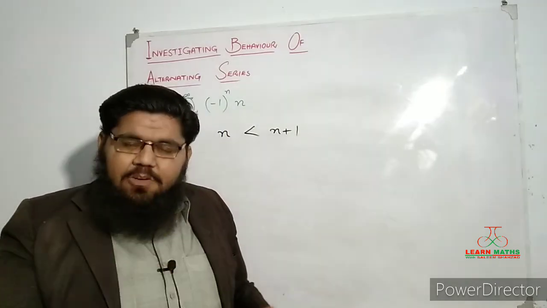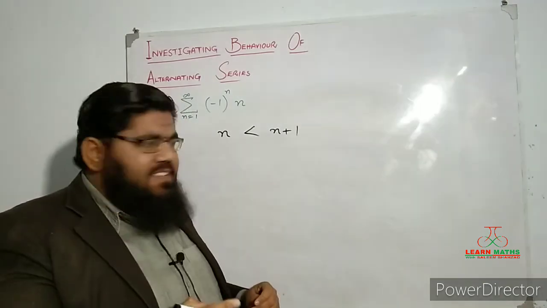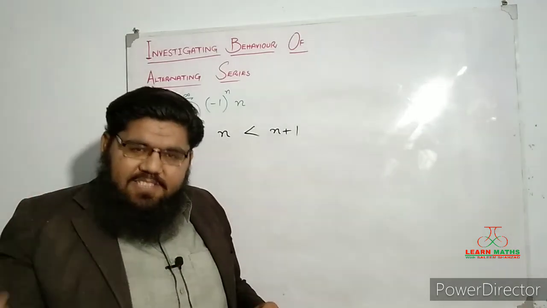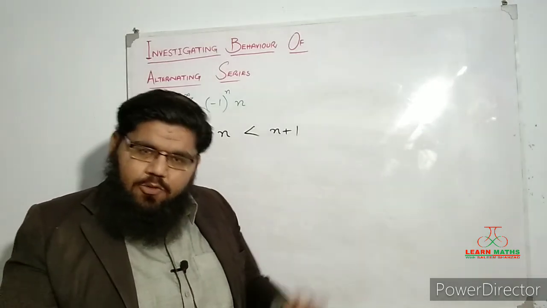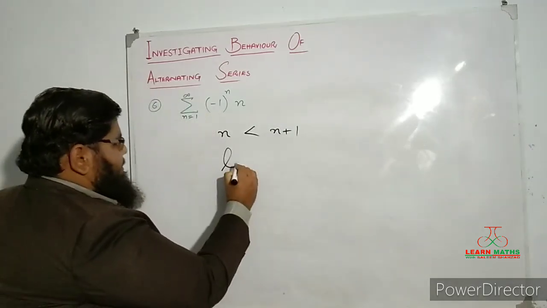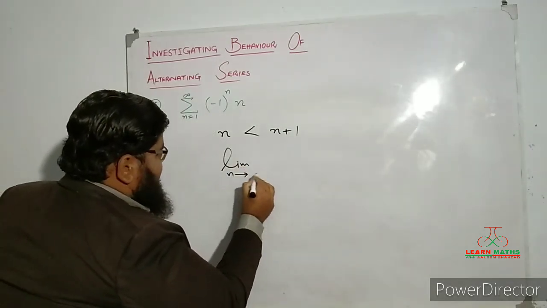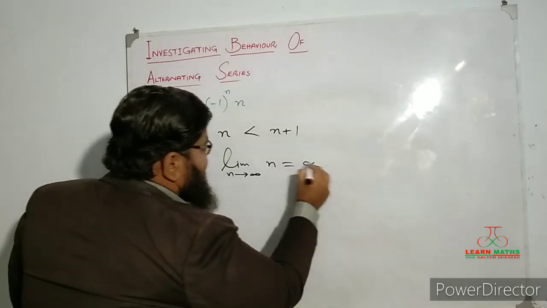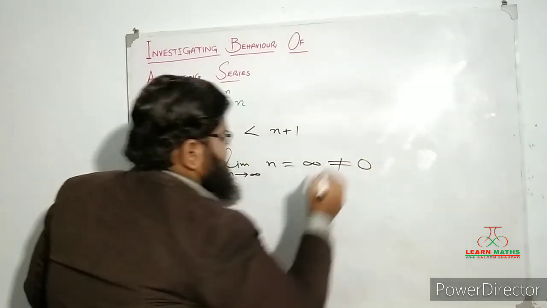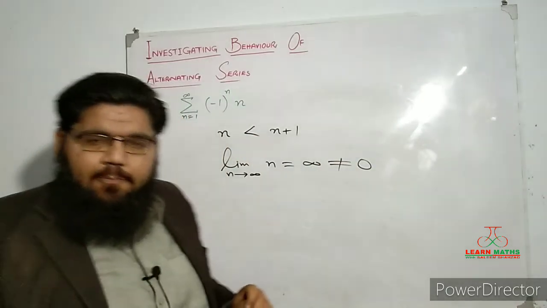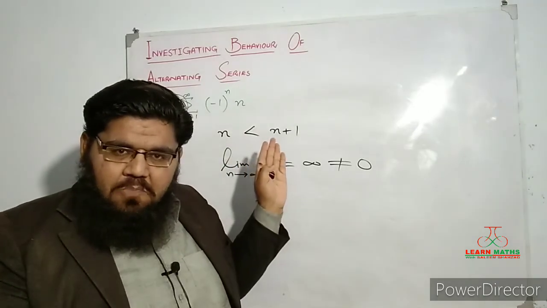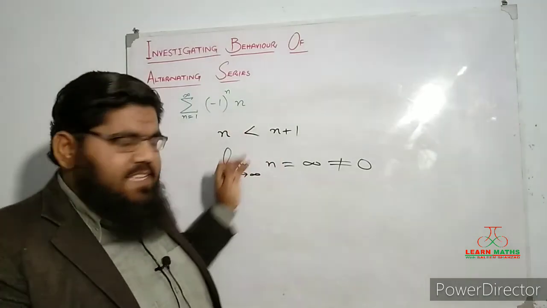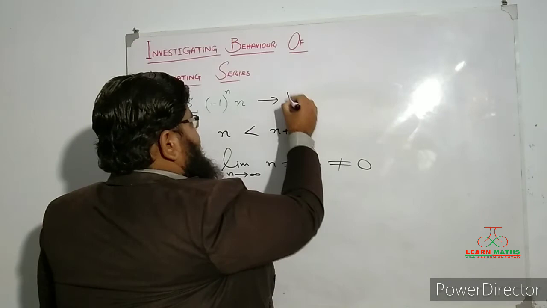But if you are still curious to investigate whether this series will satisfy the second condition, you can see that if I take the limiting value of this series as n approaches infinity, that will give us infinity rather than 0. So both conditions are being violated by this series. Okay, so this series is actually a divergent one.